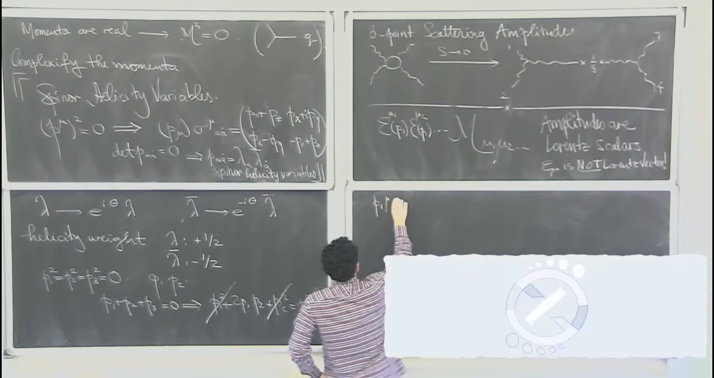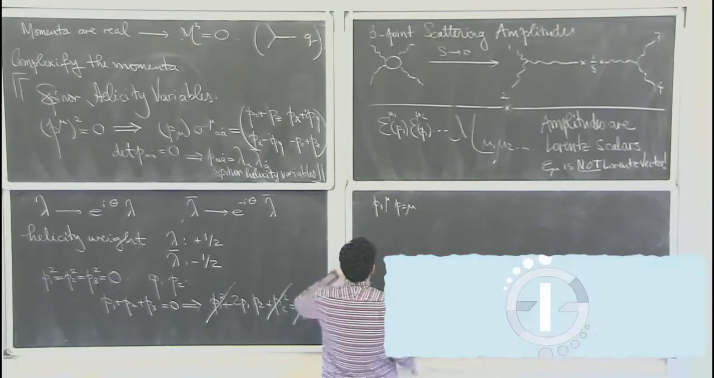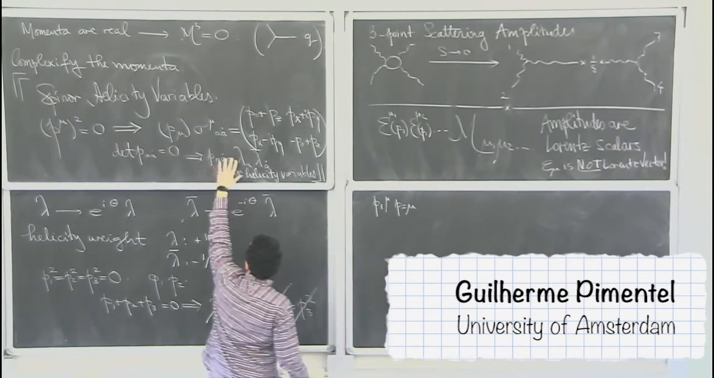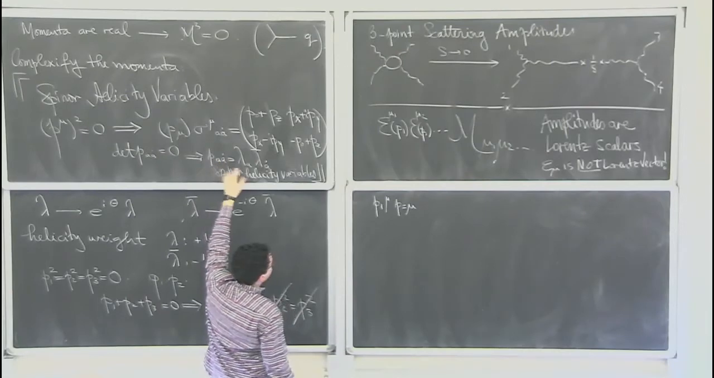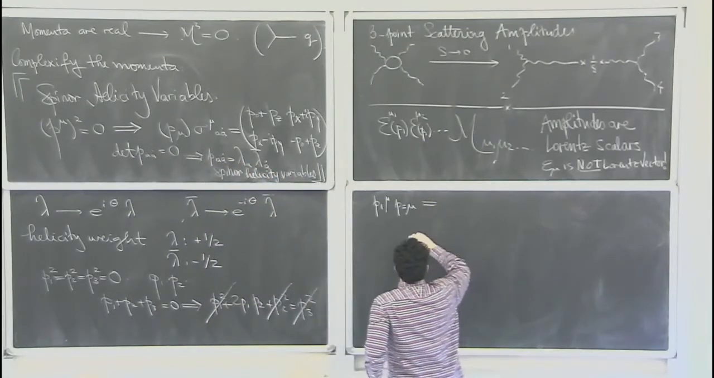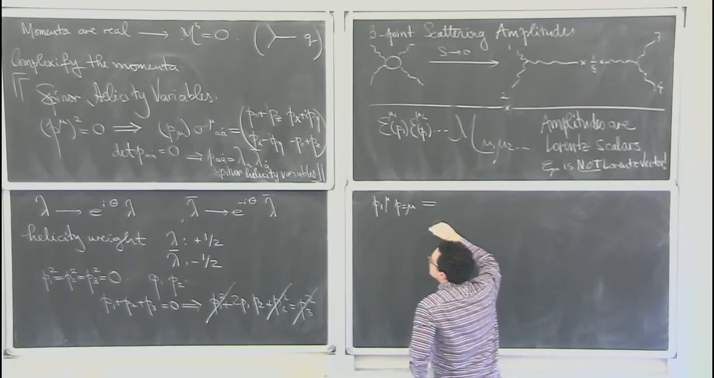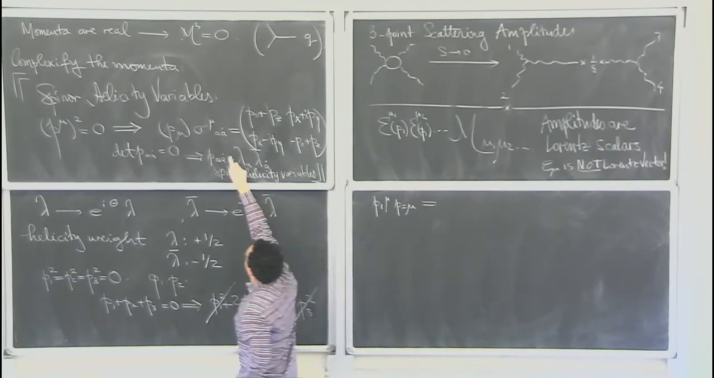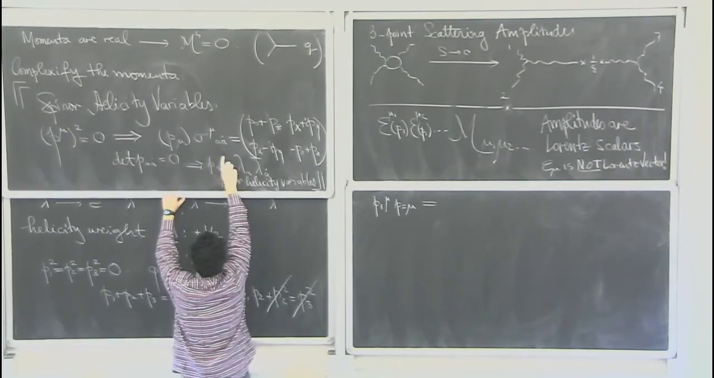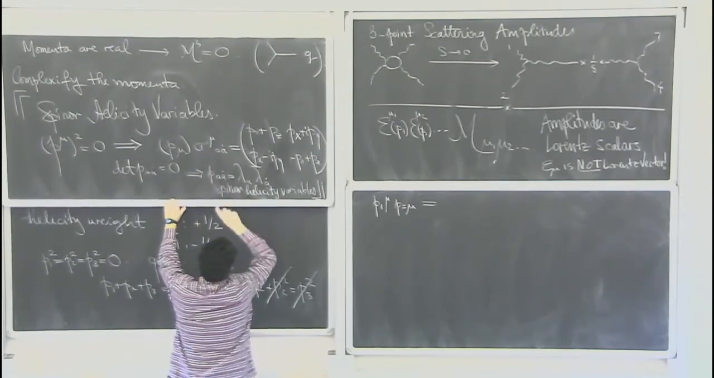So P1 mu, P2 mu, the dot products between two four momenta, if you go to these variables and you use some Pauli matrix technology, it turns out that it's proportional to the following. So recall that there is some SL2R group related to the Pauli matrices.